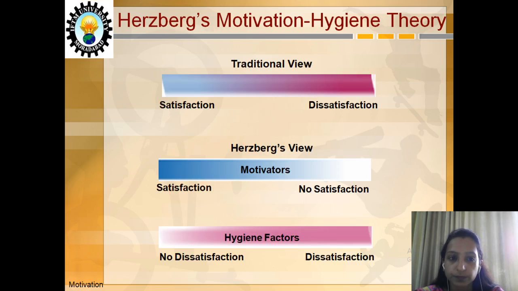Herzberg's motivation hygiene theory says that the traditional view holds that a person would be either satisfied or dissatisfied. But Herzberg divided his theory into two parts. Motivators: if these are present, a person would be satisfied, and if they are not present, the person would not be satisfied. And hygiene factors are the extrinsic factors: if they are present, a person would not feel dissatisfied.